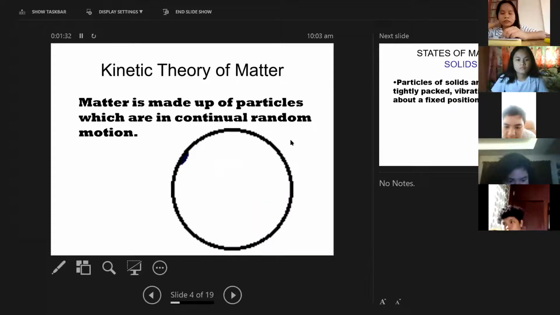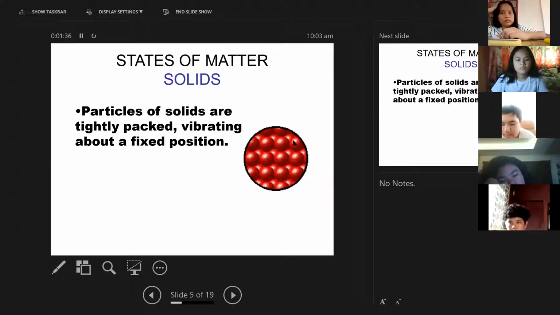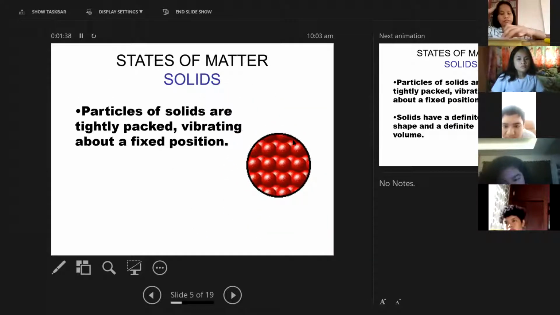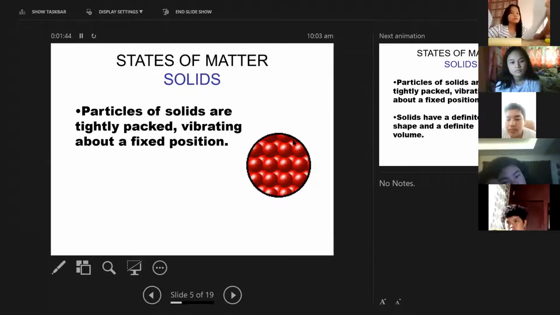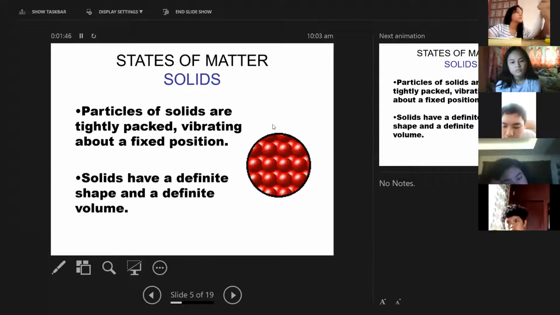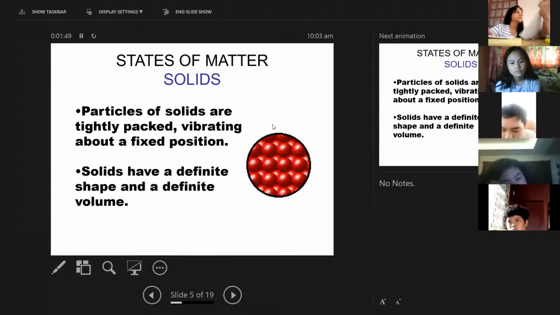Talking about the states of matter, let's talk about the first one, which is solid. Solids have particles that are tightly packed, vibrating about their fixed position. Solids have a definite shape and a definite volume. And the attraction between the particles of solids is strong since they are closely connected to one another.